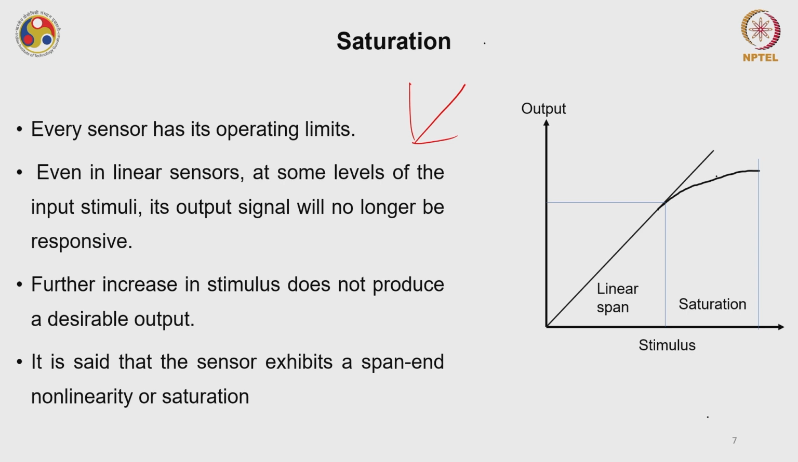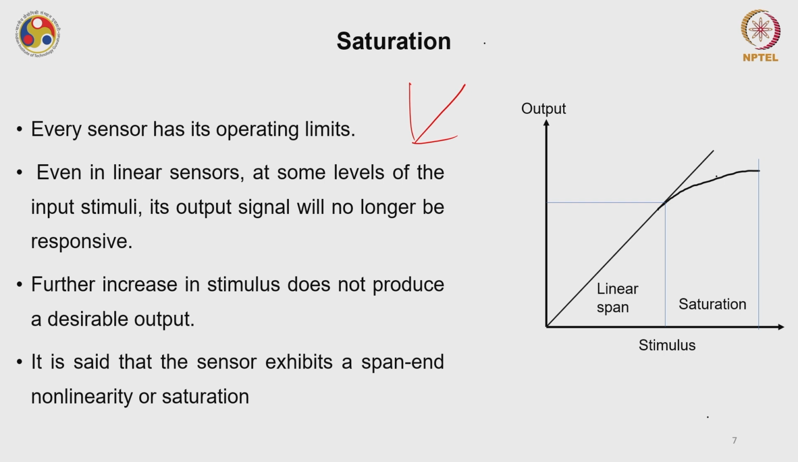Even in linear sensors, at some level of input stimulus, the output signal will no longer be responsive. You will not have the correct output, or the sensor may even be non-responsive. Further increase in stimulus does not produce a desirable output. You may have some erroneous result if you keep on increasing the stimulus value. It is said that the sensor exhibits a span-end non-linearity or saturation. So even for a linear sensor, in the saturation region you have a non-linearity.